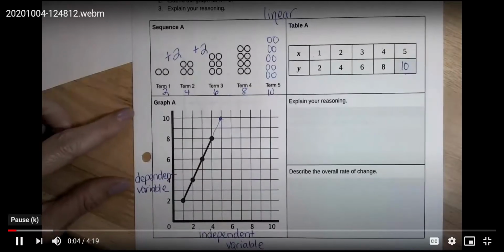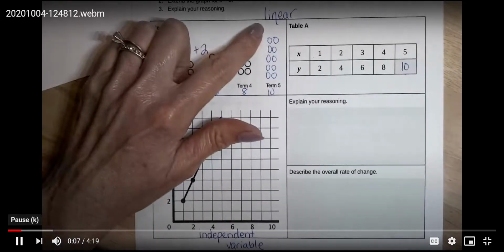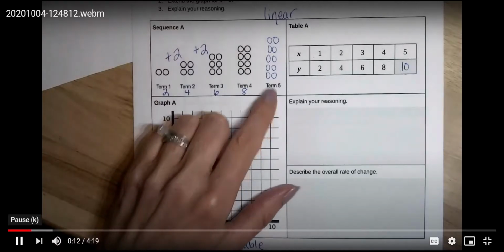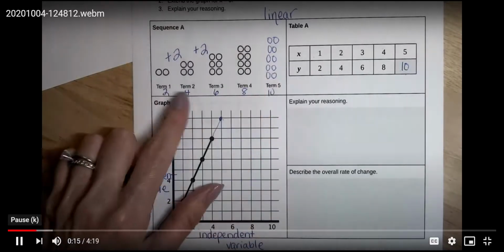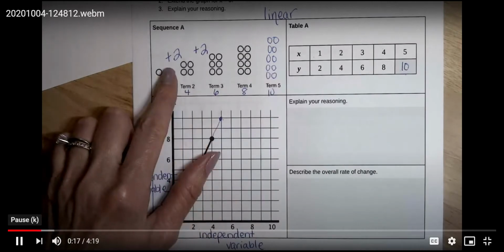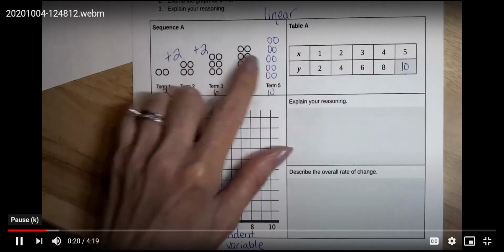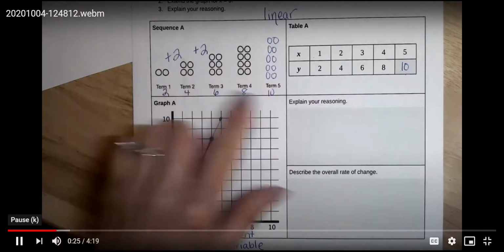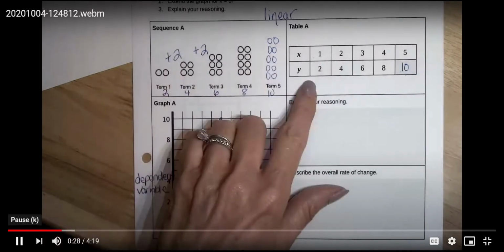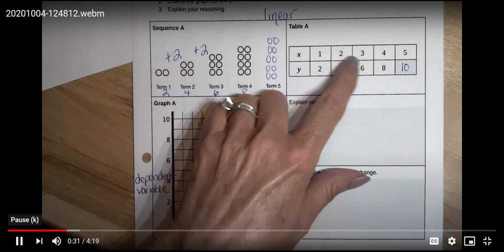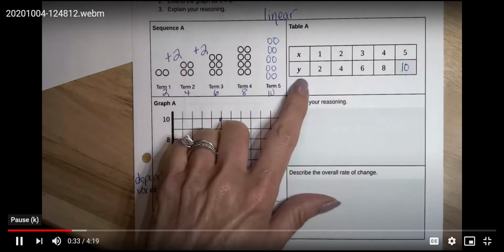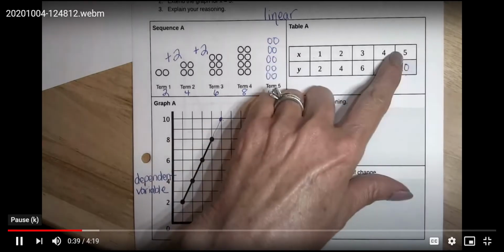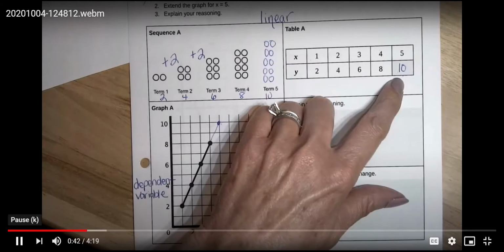Sequence, table, and graph are all linear. To continue the pattern, term 5 needs 10 circles. If you work with the sequence, you can see that +2 circles is being added every single time to the last number of the sequence. You can then record the circle information in a table. X represents term 1, term 2, term 3, etc. And then Y represents the number of circles. So when you get to term 5, you can record 10 circles.